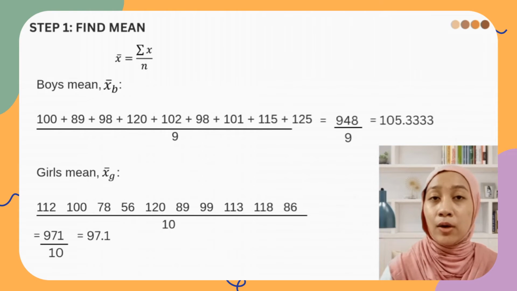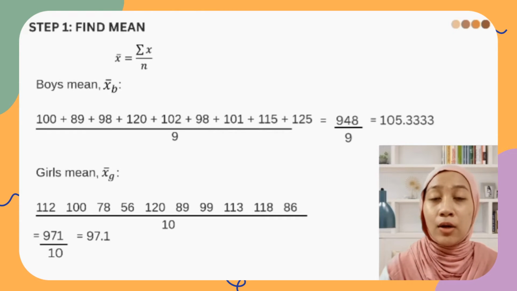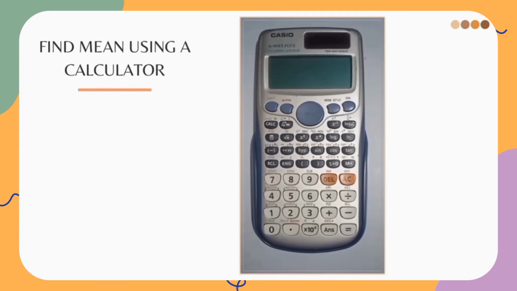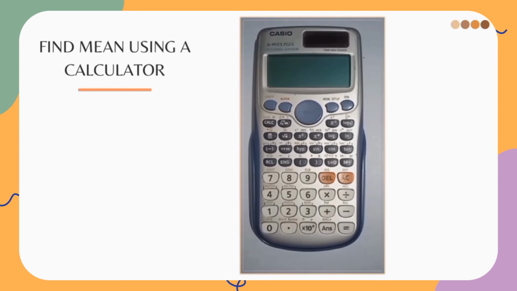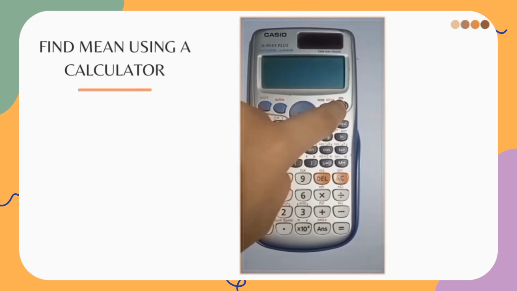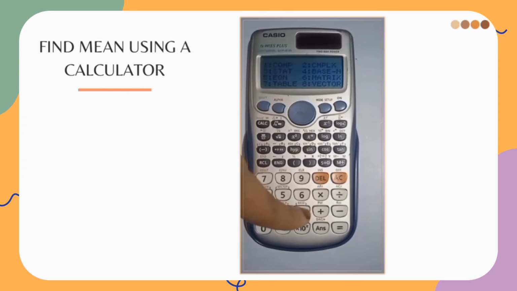For boys mean, add all their test scores and divide by 9 and we get 105.33. Next, girls mean, add all the girls' test scores and divide by 10 and we get 97.1, or you can use a calculator to find the mean. In this video, I will show you how to find the mean using a calculator. First, turn on your calculator, press the mode button and then choose the stat option, which is 3. Press 3 and then press 1.